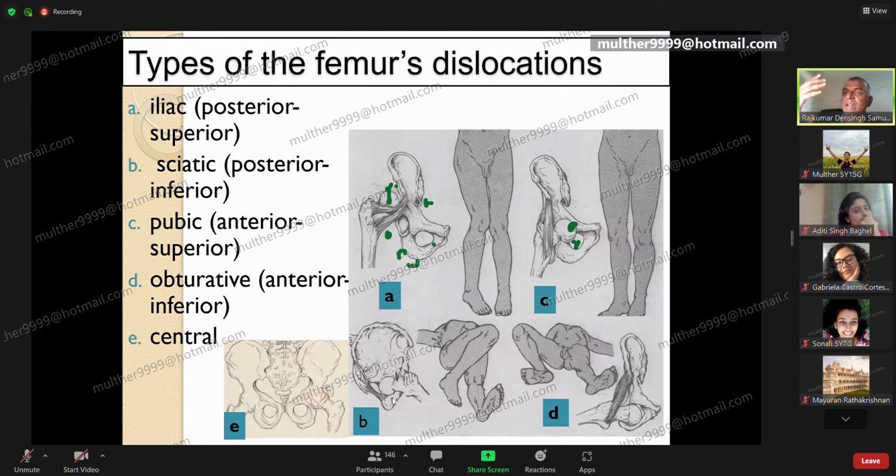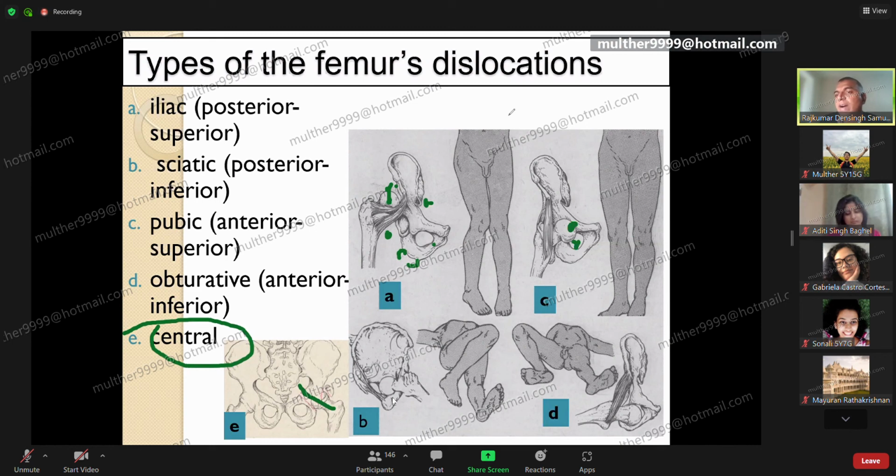As you studied in the different dislocations, it can go anteriorly or posteriorly. Anteriorly, it can be anterior superior or anterior inferior. Posteriorly, it can be posterior superior or posterior inferior. Today our topic is central dislocation, which happens when there is a fracture of the acetabulum. The head of the femur will go centrally. This is the characteristic thing that we want to discuss.